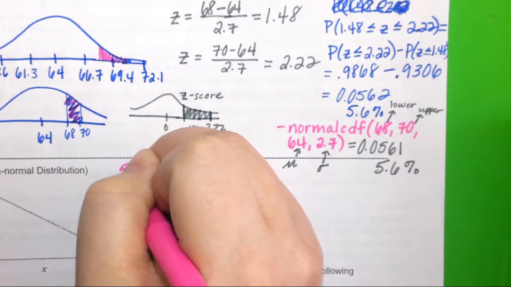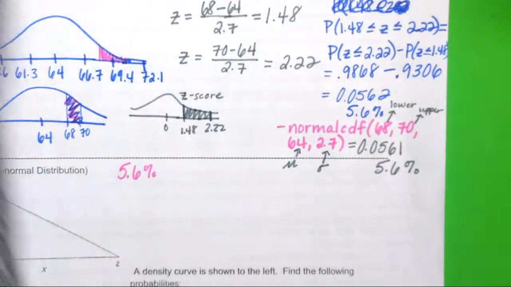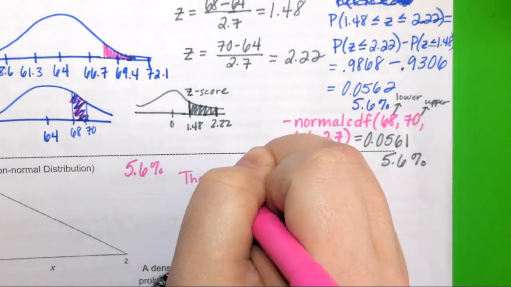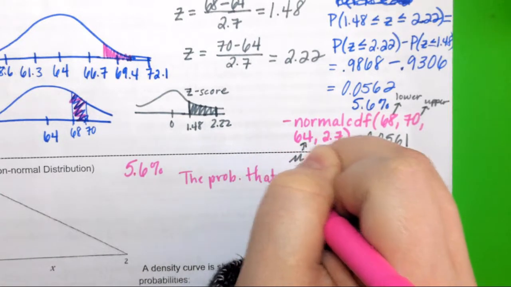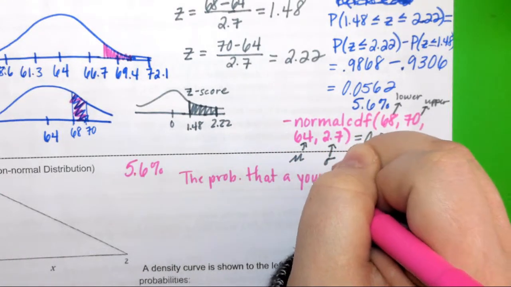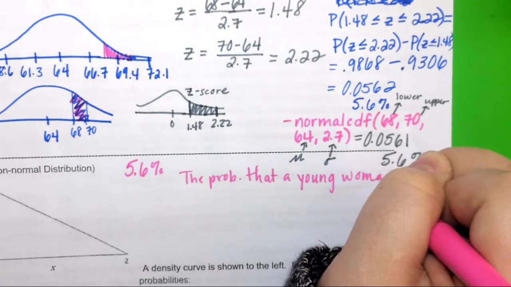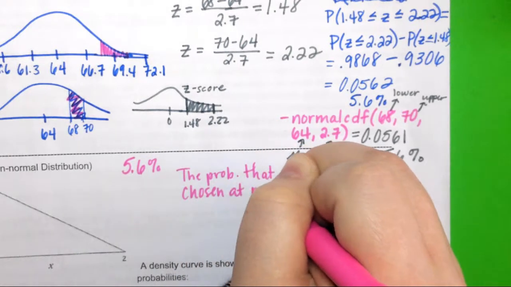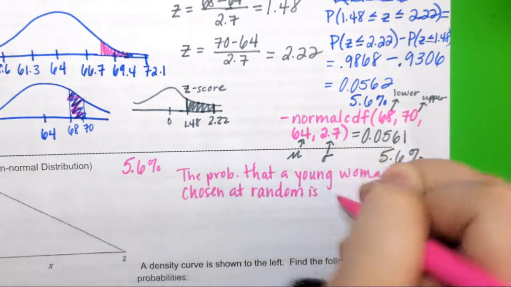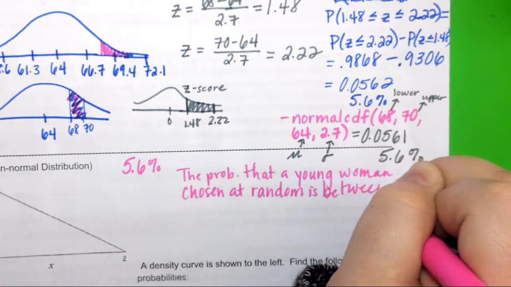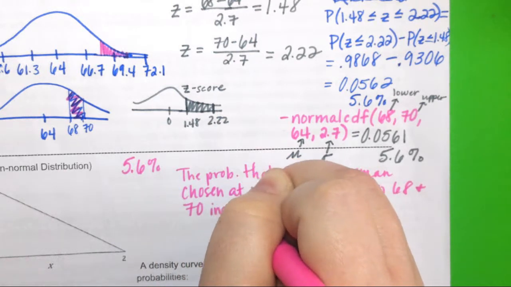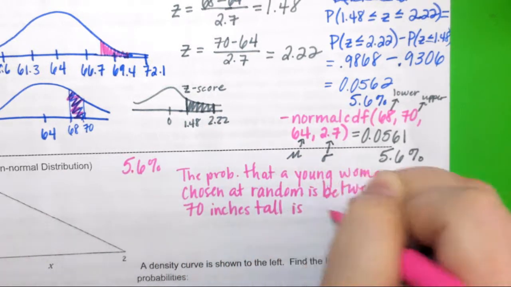If you just summarize stats in one sentence, answer the question: the probability that a young woman chosen at random is between 68 and 70 inches tall is 5.6%. And we're going to give her a point for that. Young woman chosen at random is between 68 and 70 inches tall.